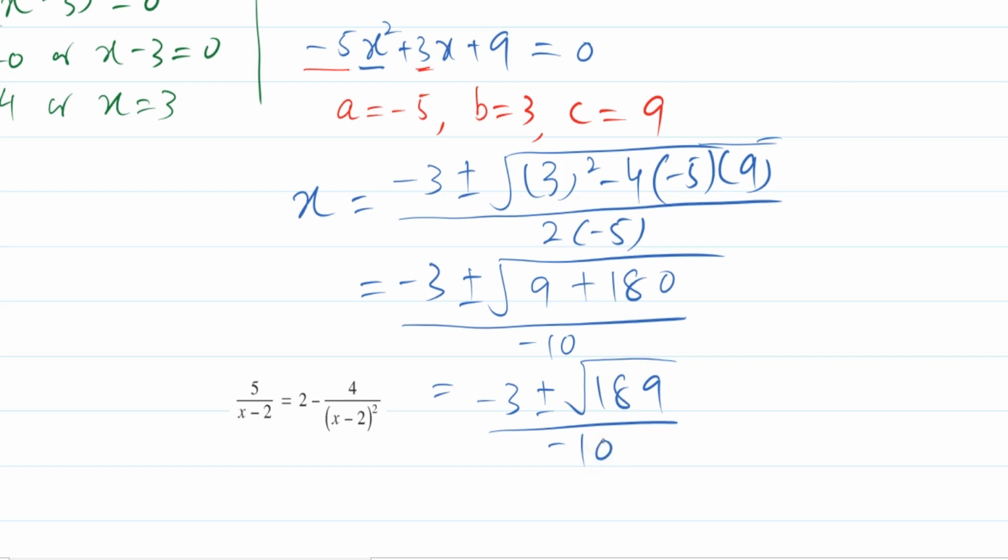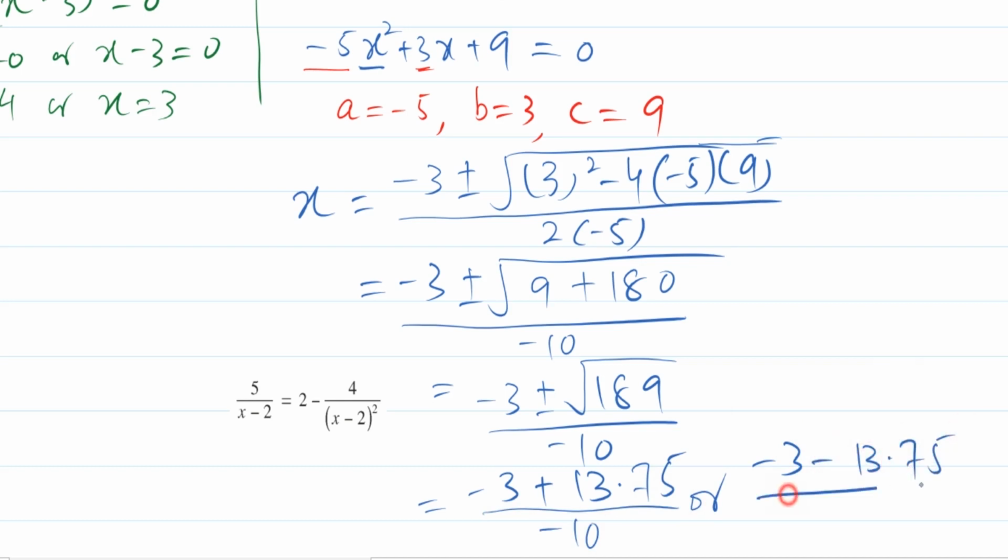The square root of 189 is 13.75. It is actually 13.7447727008, but we will take it correct to 2 decimal places, so we take 13.75. We take minus 3 plus 13.75 over minus 10, or minus 3 minus 13.75 over minus 10.